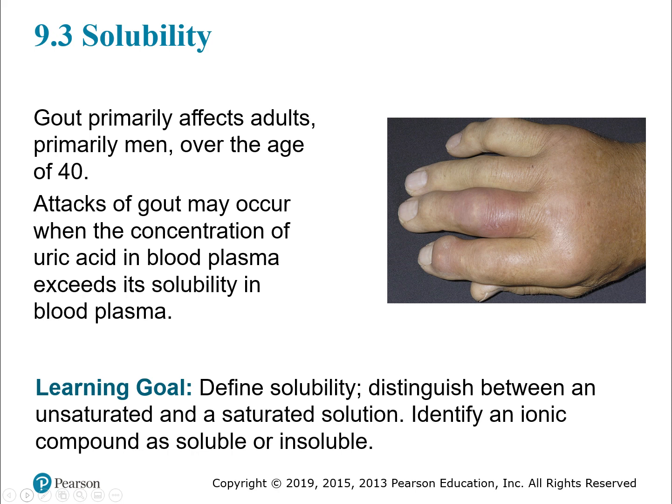In this case, what we're looking at is a picture of someone's hand who has gout. So it's very much swollen and it's painful. And what happens with gout is that you have a buildup of waste molecules, in this case uric acid, because there's so much of it that it's not soluble anymore in your blood. So that's definitely a very painful problem to have.